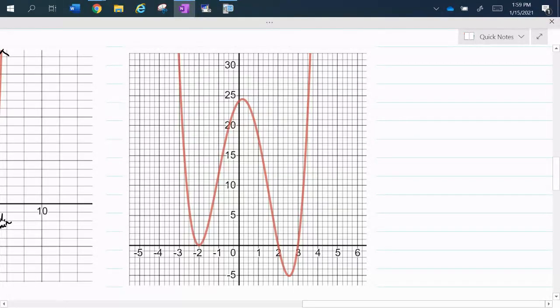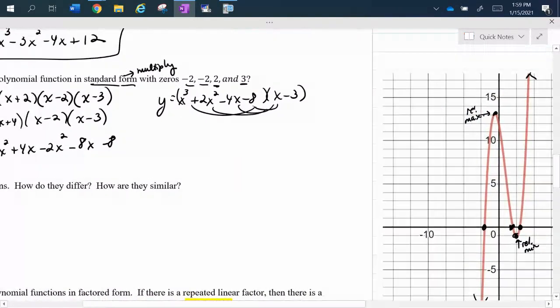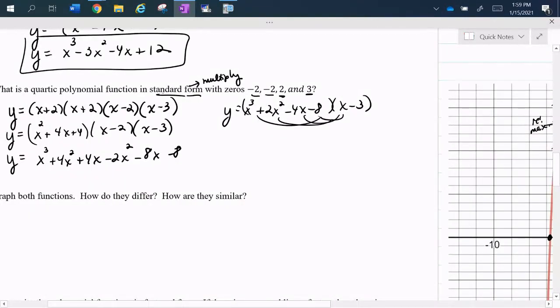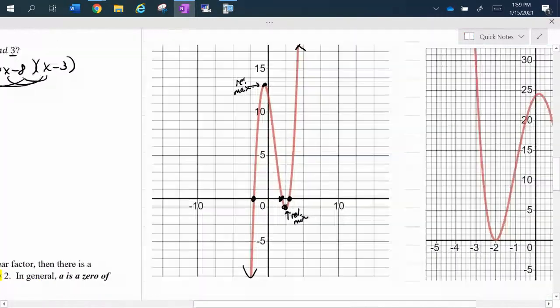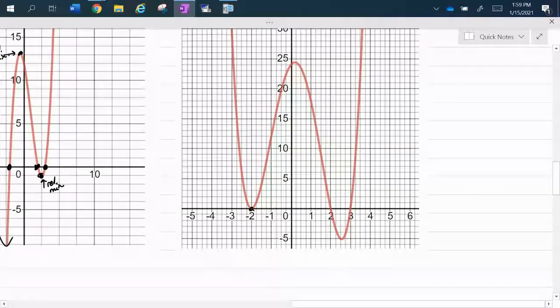But notice, how many zeros do I have? I have negative 2, 2, and 3. And I wrote negative 2 twice. I wonder why I had to do that. Negative 2, 2, and 3. So let's see. Negative 2 here, 2, and 3.